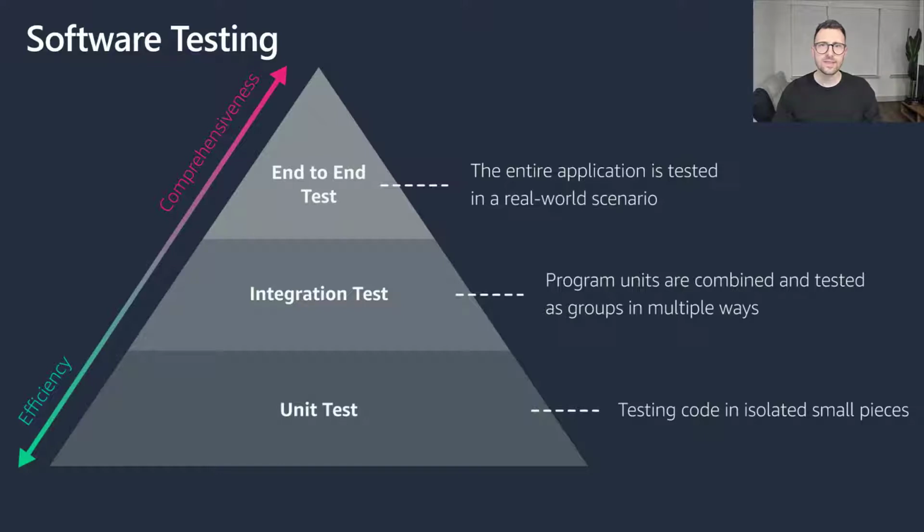Software testing can be seen as a pyramid, where the foundational basis is represented by unit testing. Here, small pieces of code, such as methods, are tested in isolation. Then, during integration testing, these units are combined and tested together. And finally, the entire application is tested end-to-end. In this work, we focus on unit testing.